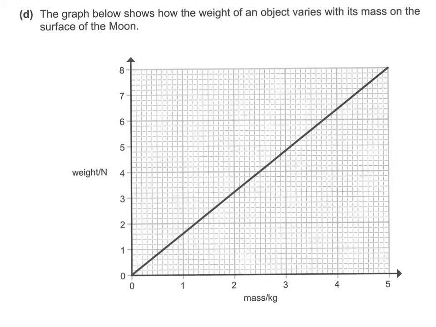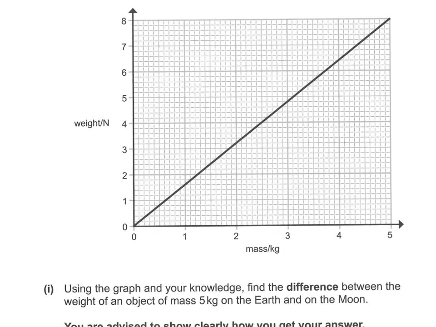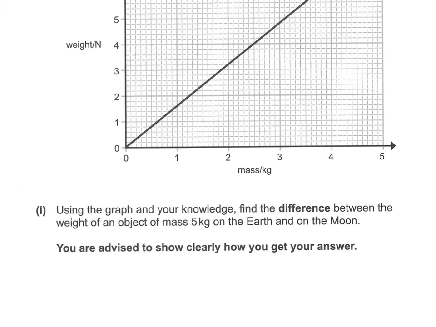D. The graph below shows how the weight of an object varies with its mass on the surface of the Moon. So we've got weight proportional to mass, as we would expect. It says, using the graph and your knowledge, find the difference between the weight of an object of mass 5 kilograms on the Earth and on the Moon.